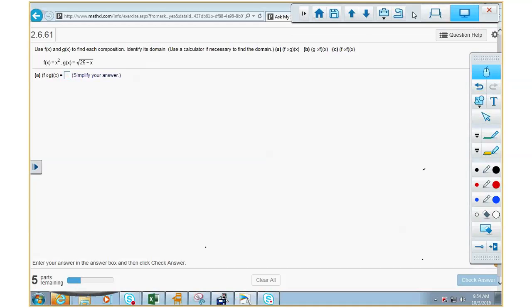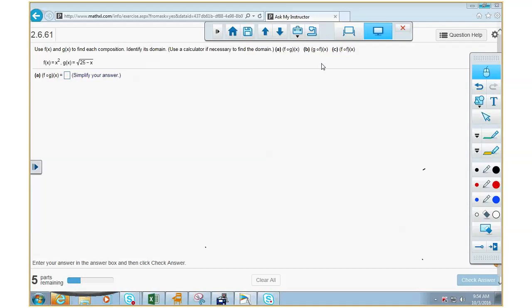Identify the domain. So, f of x is equal to x squared. G of x is equal to square root of 25 minus x. So it says find f composed of g.